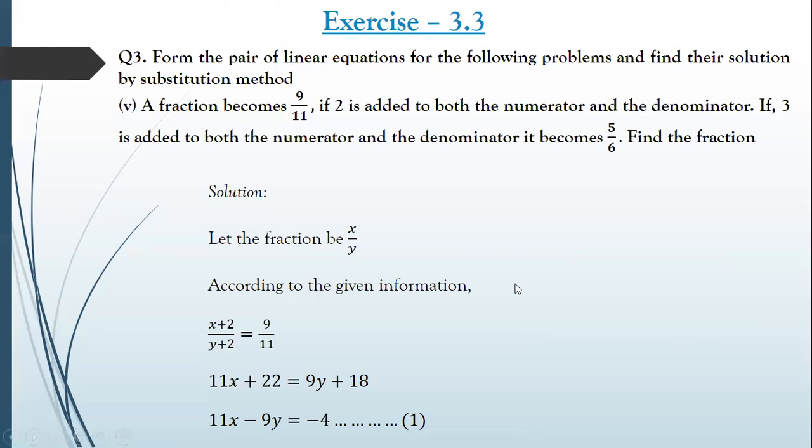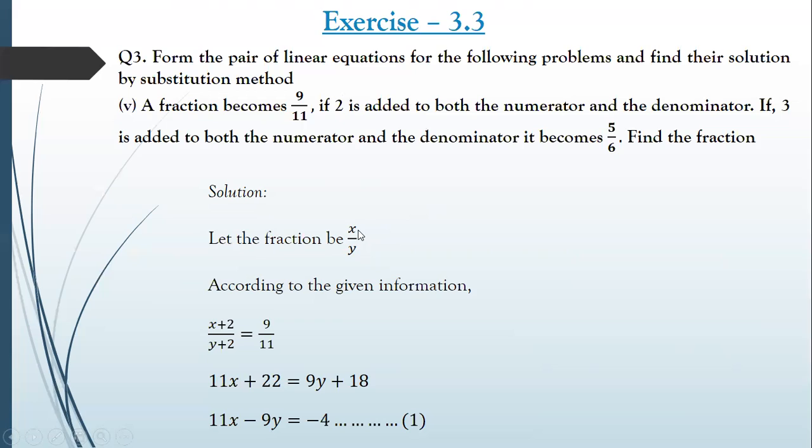Now, the next part of the same type of question: a fraction becomes 9 by 11 if 2 is added to both the numerator and denominator. So a fraction means it will have a numerator and denominator. If we add 2 to both numerator and denominator, the fraction will become 9 by 11. If 3 is added, then the fraction becomes 5 by 6. Find the fraction. So let the original fraction be x by y.